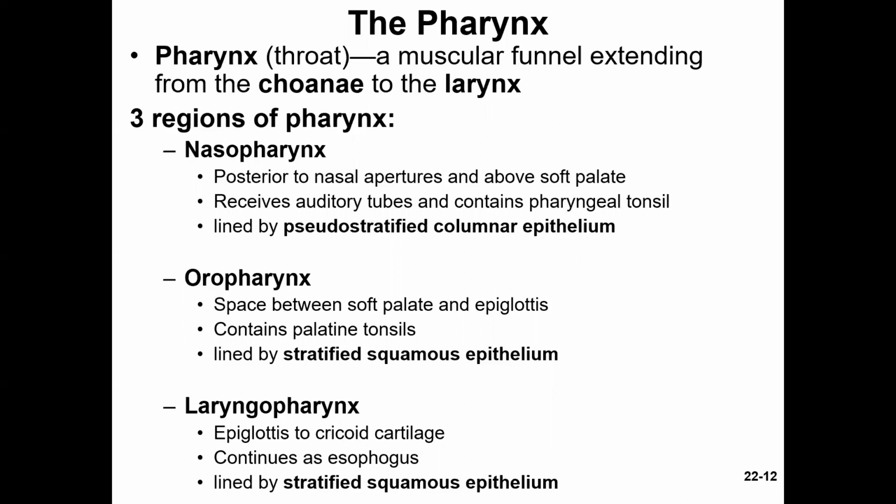Then we have the oropharynx. This is the space between the soft palate and the epiglottis, and this contains the palatine tonsils. It's lined by stratified squamous epithelium. Then we have the laryngopharynx. This is the epiglottis to the cricoid cartilage. This continues as the esophagus, and it's lined by stratified squamous epithelium.